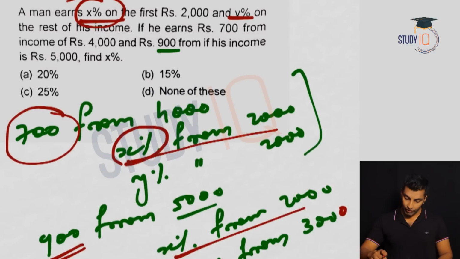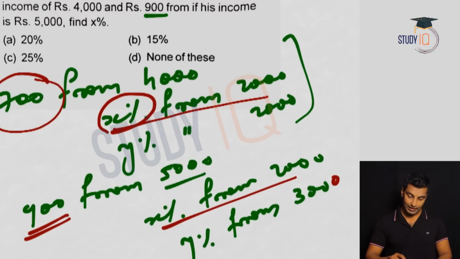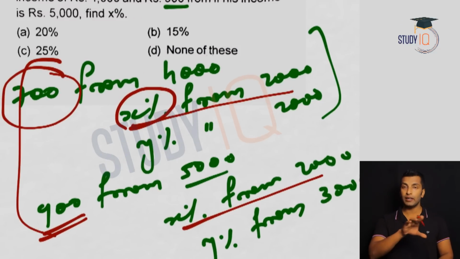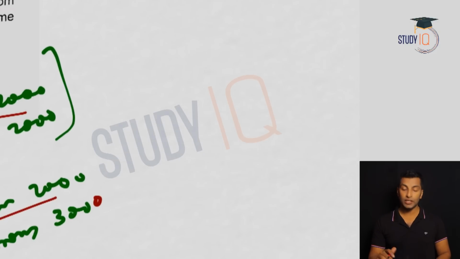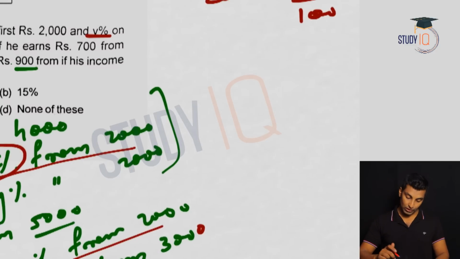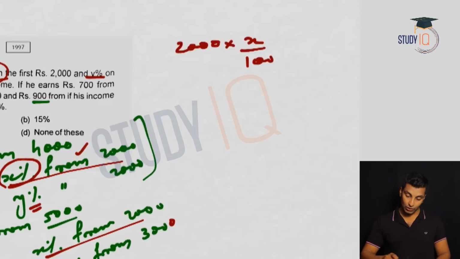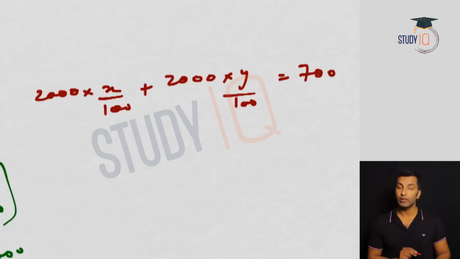Okay, so now how will you write this? This is our understanding of what is given in the question. Just put it in mathematical language, that means in equation form. Then you will be able to solve it faster, right? How will you write X percent of 2000? It is 2000 into X by 100. That's how you'll write X percent of 2000. Then Y percent of 2000 is 2000 into Y by 100, and the sum is equal to 700, which is given. Then what is the second information?